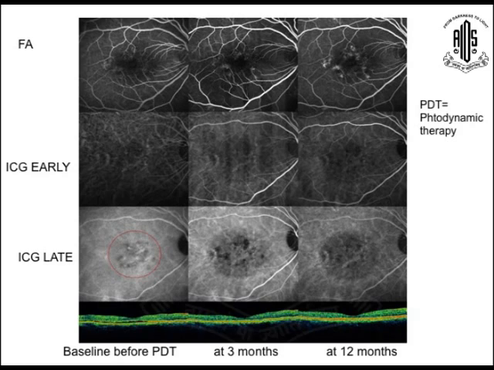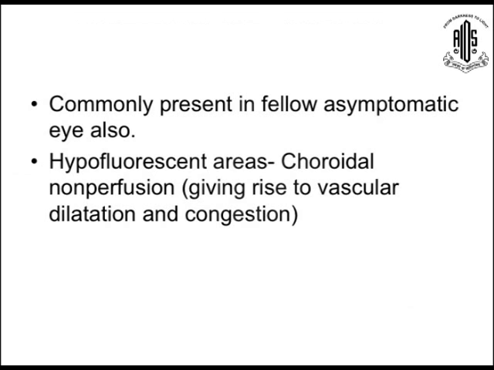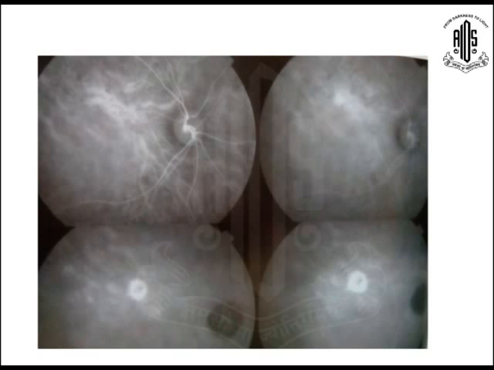It is done by, you take it from the IGO 2010 Mrs. et al. And see, this is after the 3 months, it is hypofluorescent, and this is at the 12 months, the area is slightly increasing. And commonly present in fellow asymptomatic eyes also, hypofluorescent areas show choroidal non-perfusion, giving rise to vascular dilatation and congestion. That may be the cause, basically, which we find in the early and the mid phase of the ICG.